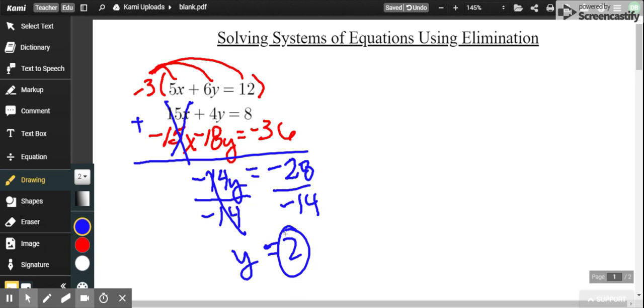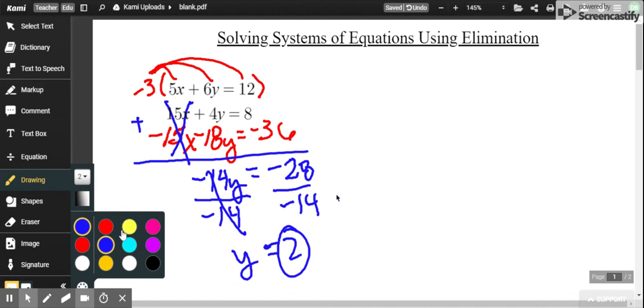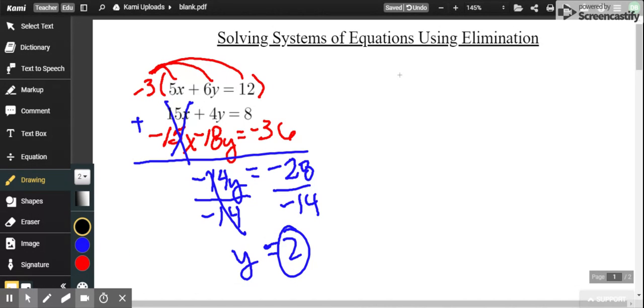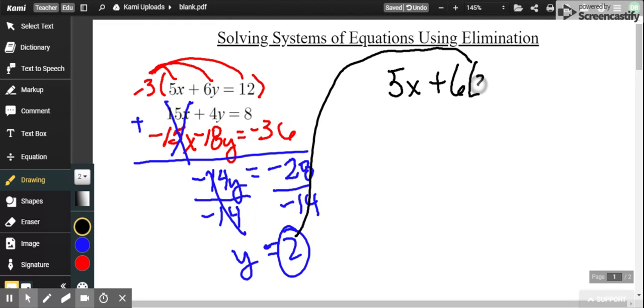Now what am I going to do with this y? I'm going to plug it into one of my original equations. Just looking at the top, I'm going to plug it into that top one. So my top equation was 5x plus 6. Now, instead of the y, I'm going to take this 2 and multiply it in right here, equals 12.